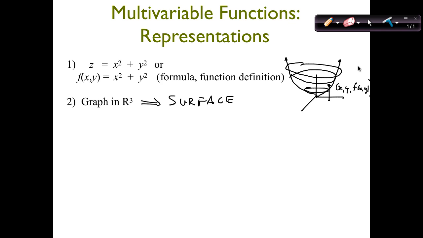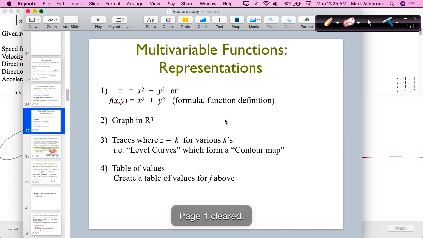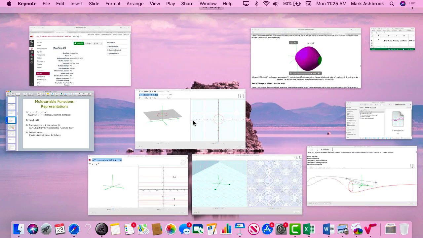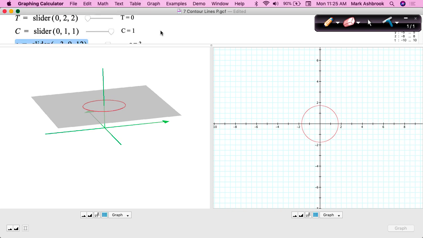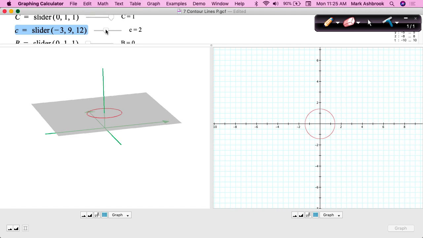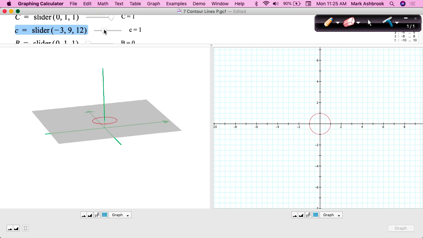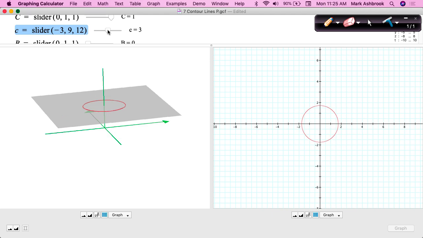Okay, now we talked about level curves. So let's look at this. So remember, for that paraboloid, we took what? Constant values of z, and we plugged them into our equation, z equals x squared plus y squared, and we graphed those in the xy plane. So z equals 1 gave us the unit circle, right? Z equals 3 gives us a circle of radius square root of 3.